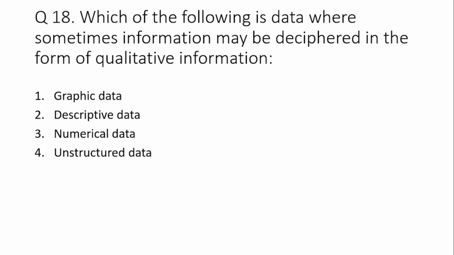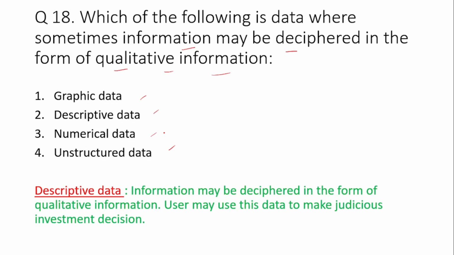Let's move on to the next one. Which of the following is data where sometimes information may be deciphered in the form of qualitative information? Deciphered or maybe decoded, right? Okay. Now, is it graphic data, descriptive data, numerical data, or unstructured data? The answer is descriptive data.